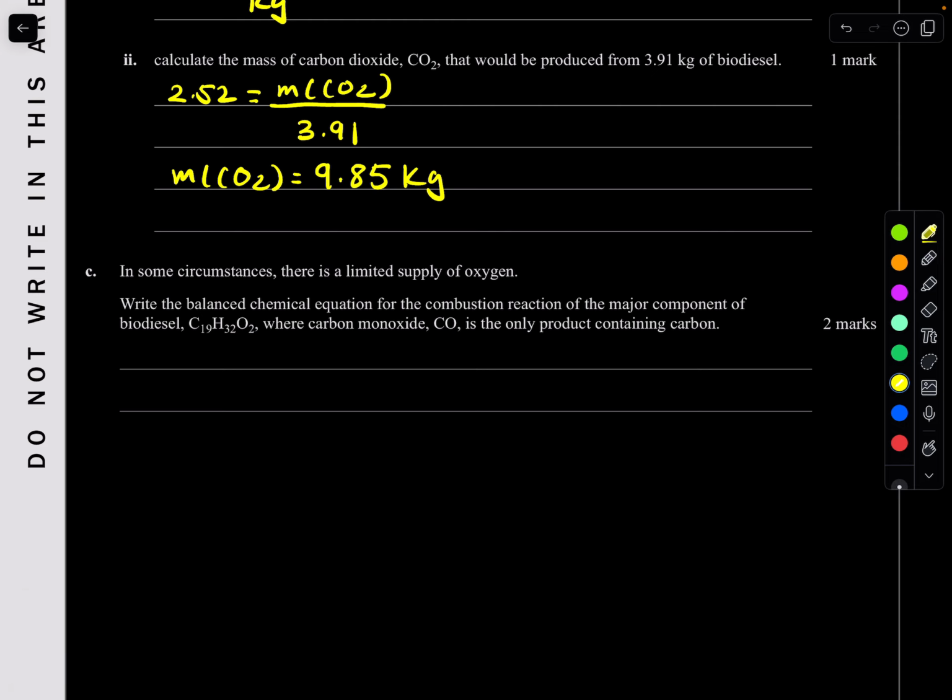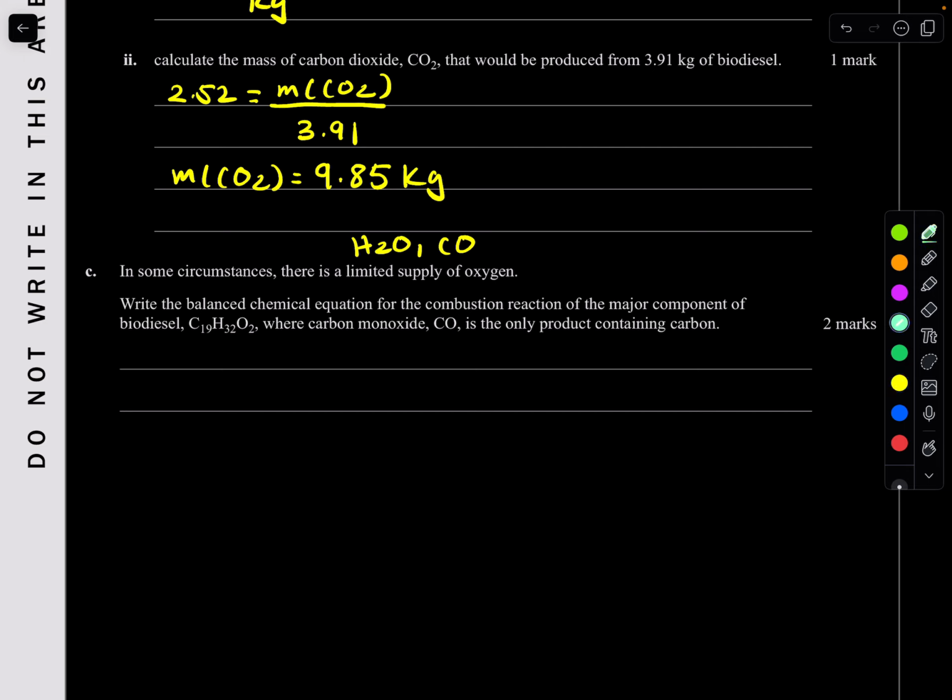In some circumstances, there is a limited supply of oxygen. When we have a limited supply of oxygen, what happens? There's a problem. We have an incomplete combustion, and we will produce normally H2O. We can also produce carbon monoxide or soot, which is just carbon. These are the kind of combinations we get. The question says to write the balanced chemical equation for the combustion reaction of a major component of biodiesel, where carbon monoxide, CO, is the only product containing carbon. So we're not creating soot, we're only creating water and carbon monoxide.